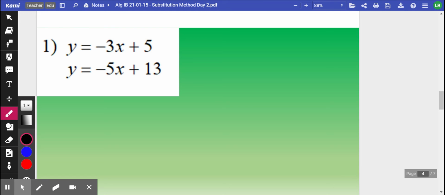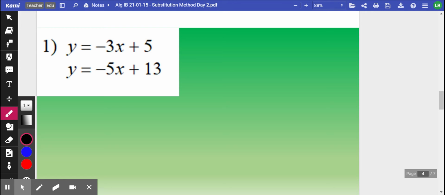So let's go ahead and write this down. We have y equals negative 3x plus 5, and y equals negative 5x plus 13. So the big thing is when we think about the question, do I have a solved equation? In this particular one, yes. Okay, which one is solved? Both of them are solved.